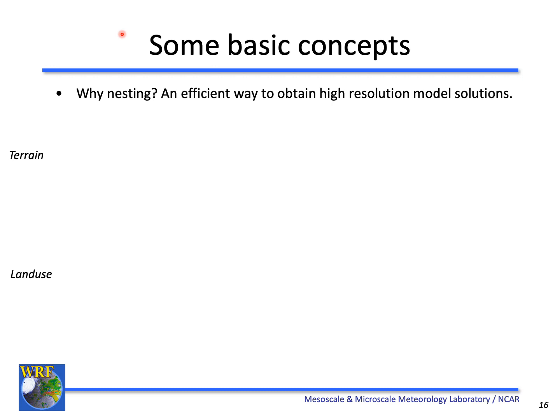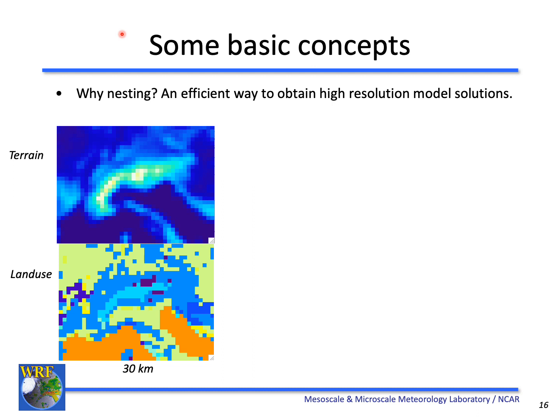Why do we do nesting? Nesting, if done right, is an efficient way to produce model solution at a higher resolution in a localized area. Over the higher resolution region, the model can represent the forcing from the surface better, such as from higher resolution topography and land use. The top plot here shows the topography represented by the model at 30 kilometer resolution, and the bottom is the land use.